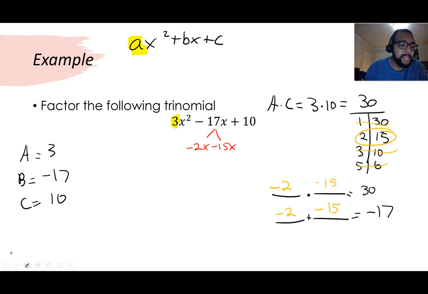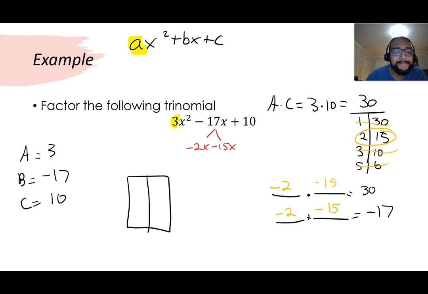Well, if you didn't know, box method is all about a box. Surprise, right? We're going to place all of our terms inside the box and then just factor them out. So my first term was 3x squared. Last term was 10. Wait, we have a negative 17. Oh, wait, we just said that negative 17x is the same thing as negative 2x minus 15x. So let's put that in the box. Negative 2x minus 15x. That is awesome.